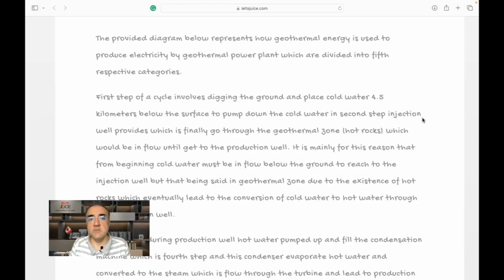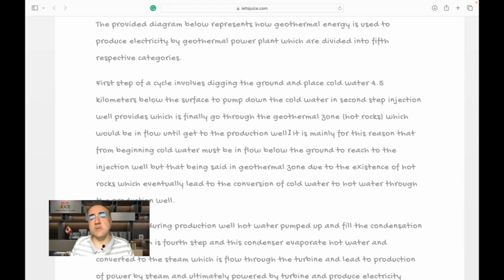In the second step, which is called the injection well, the injection well will lead the water through the pipes, which themselves go through the geothermal zone, that is mostly hot rocks, which would be in flow. I don't know what that means, until it gets to the production well. I mean, it flows, of course it flows because we're pumping it to reach the production well. That is the third step.